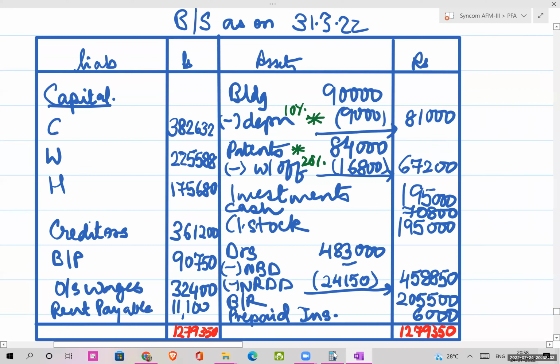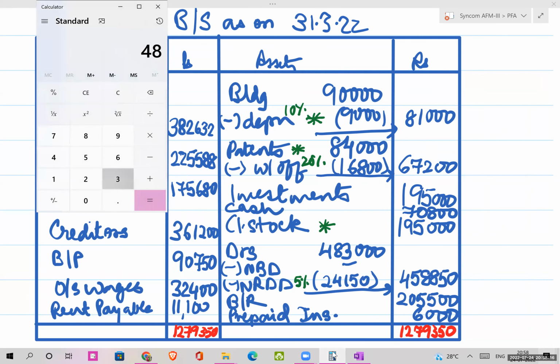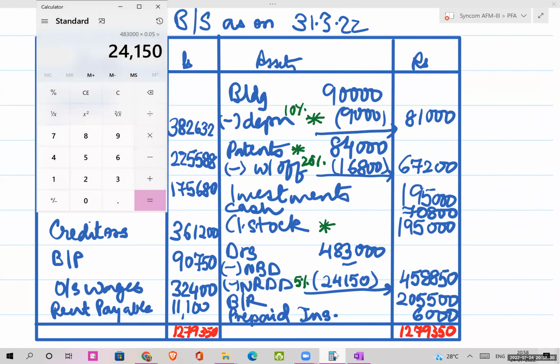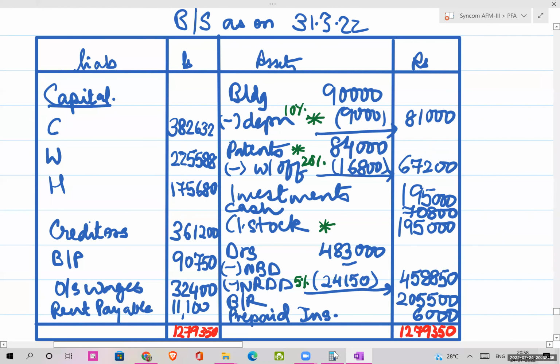Investments, one effect. Cash, one effect. Closing stock, second effect here. One effect is trading credit, second effect is here. Then let's come to debtors. In debtors there are no new bad debts but there is a new RDD. So 5% of 4,83,000 of debtors is 24,150. Its second effect we have already shown in the bad debts formula. So 4,58,850. Bills receivable, one effect. Prepaid insurance was there in the trial balance, so that is also one effect.